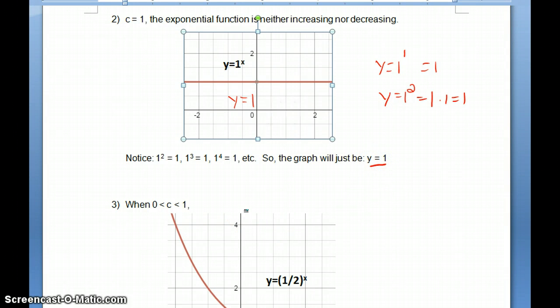So there's an example of an exponential function that really isn't doing much of anything, okay?